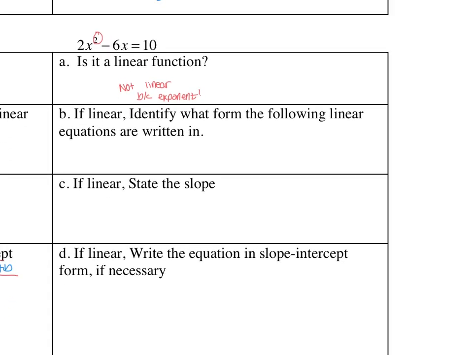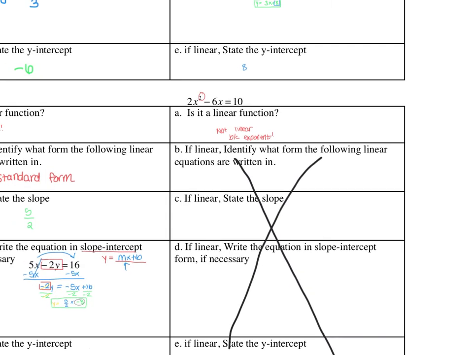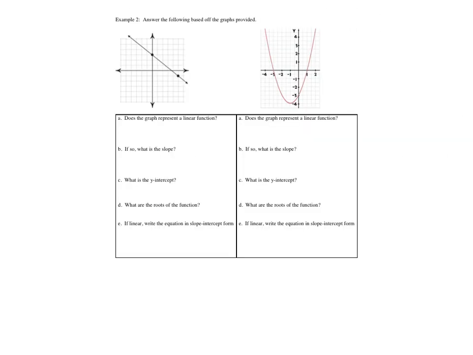We can't even do D because that only works if it's linear. And even E, because it's not linear. So we can't do any of these questions. We will know how to do these questions in a few units, but we won't know how to do them today. First page. We're going to find out what all this information means in each situation.